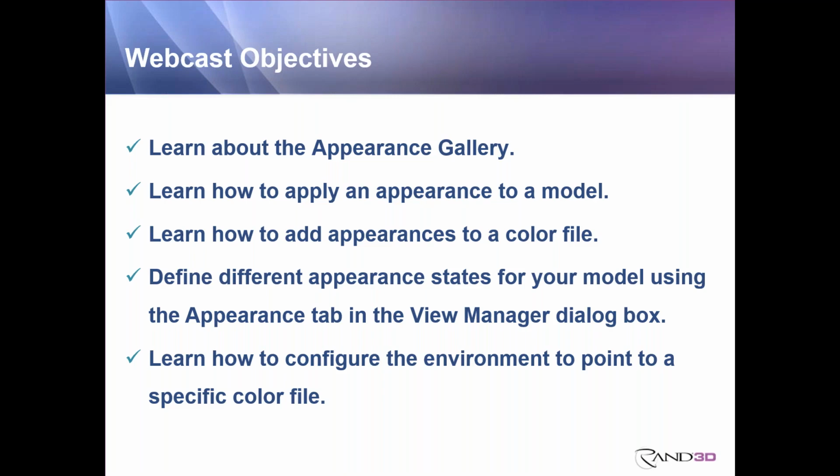But we are going to also learn how to assign appearances specifically to your model. This is done through the View Manager functionality. I'm going to show that later in demonstration. And I am also going to bring up the configuration environment and show how you can set the color path file so that if you do assign colors, you can store those in your environment so that they're there the next time you launch the software.